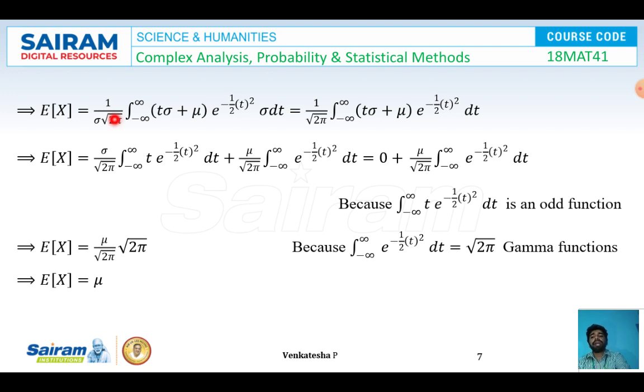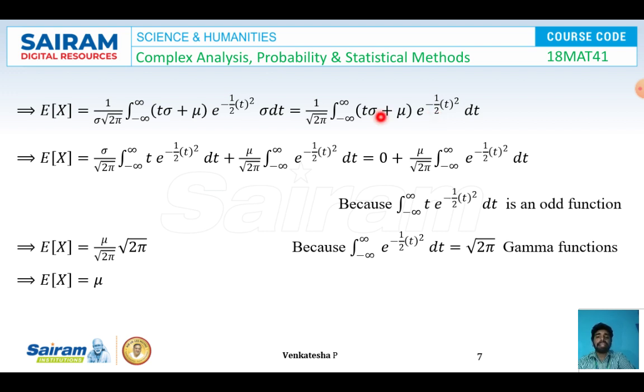1 by sigma into square root of 2 pi, integral minus infinity to plus infinity, t sigma plus mu, e power minus 1 by 2 t square into sigma dt. So now we can cancel this sigma. So I got 1 by square root of 2 pi, integral minus infinity to plus infinity, t sigma plus mu, e power minus 1 by 2 t square dt.